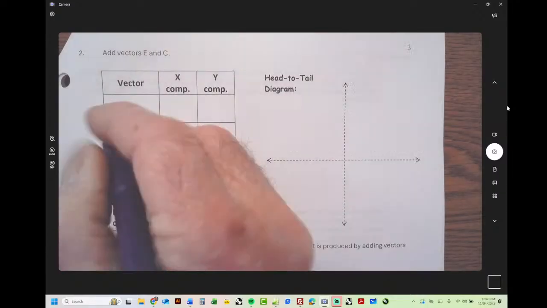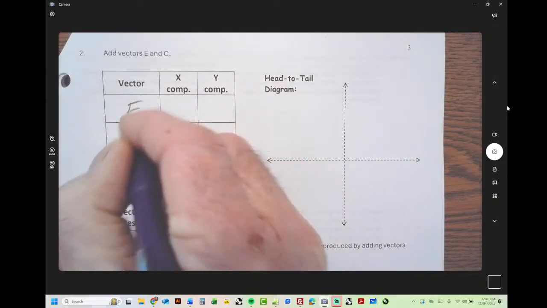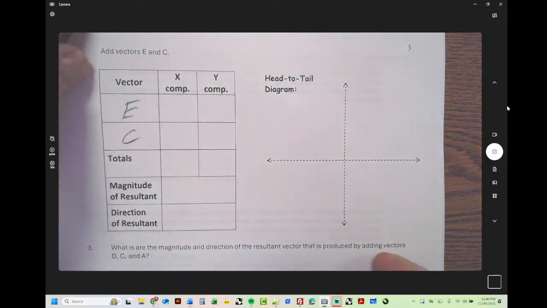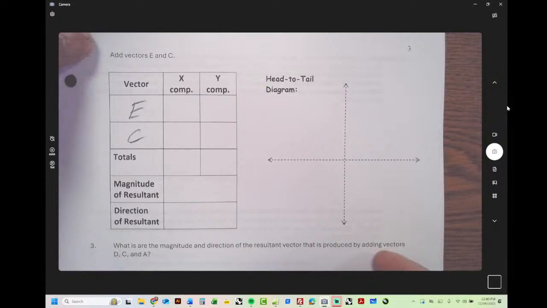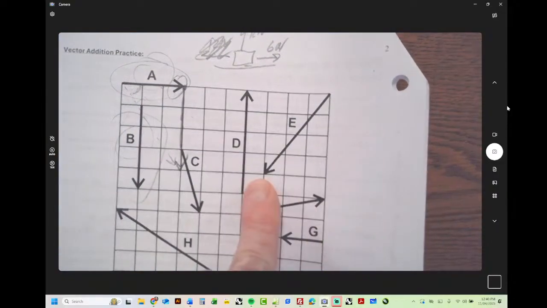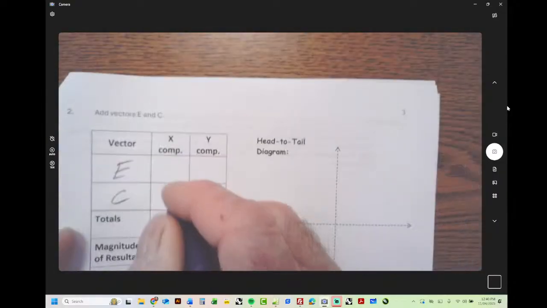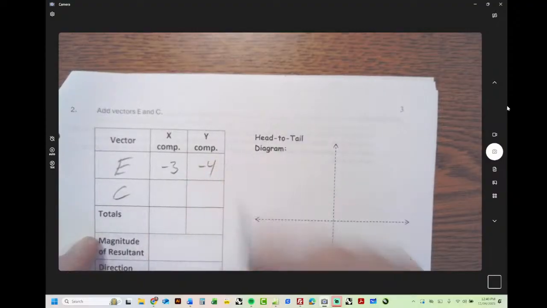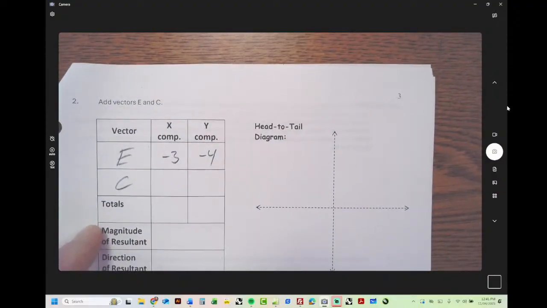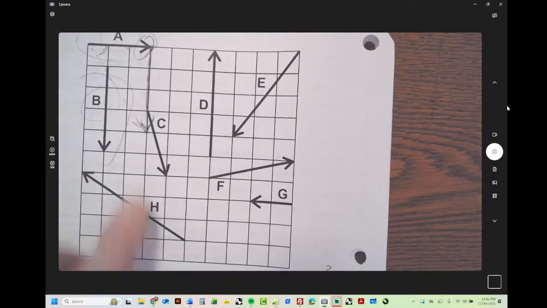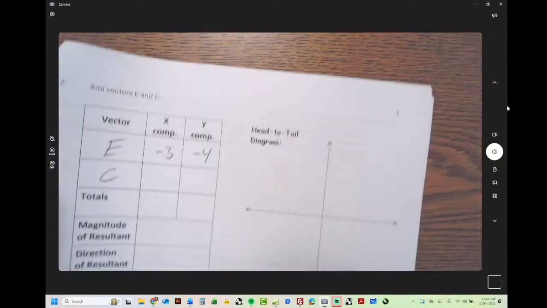Okay, I'm going to catch up if you want to check and see if you've got the same things I do. What are the x and y components of E? -3, -4. I'm confirming 3 to the left, 4 down, yep. And C, what are the x and y components? 1, -3, yep.